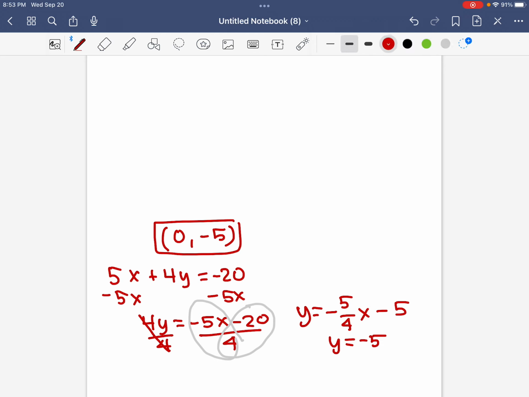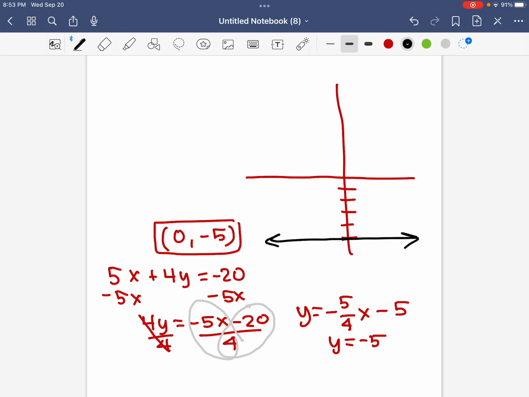Okay, so when I graph this, y equals negative 5 is 1, 2, 3, 4, 5. Okay, it's a line right here at y equals negative 5. And then for my y equals negative 5/4 x, I'm going to start at negative 5. And then I need to go down 5 and to the right 4. Or in this case, I'm going to go up 5, 1, 2, 3, 4, 5, and then to the right 1, 2, 3, 4. And I still have my negative slope. So my graph looks like this.